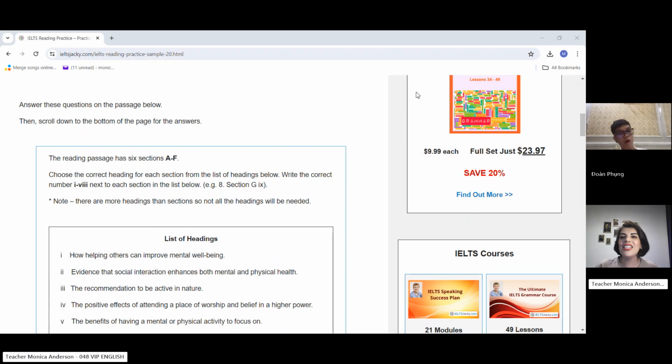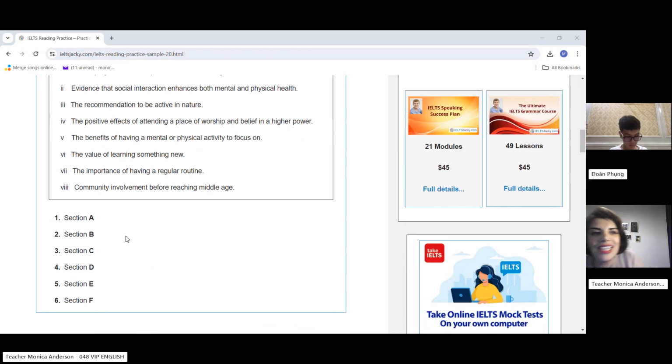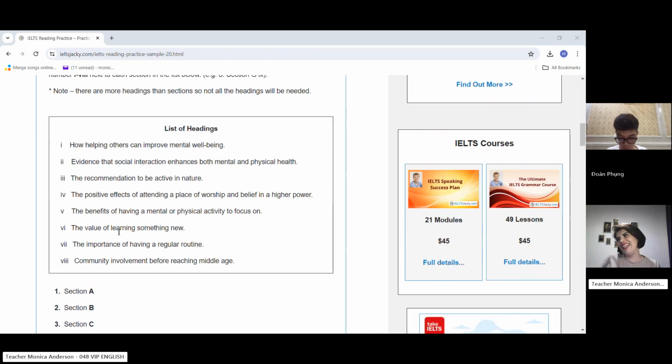A list of headings. The reading passage has six sections, A to F. Choose the correct heading for each section from the list of headings below. Write the correct number, from one to eight, next to each section. Note, there are more headings than sections, so not all the headings will be needed. For matching headings, the easy part is that you can read the beginning and the end of the paragraph, because normally you can find the main idea of the text at the beginning and the end of a paragraph. So let's do this one together.